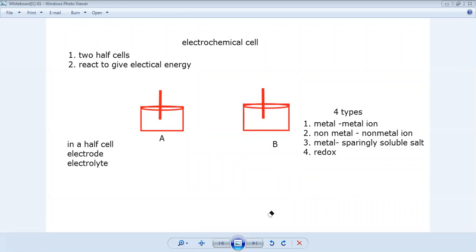What is the next? Metals sparingly soluble salt. First and foremost, what do you mean by sparingly soluble? Anyone? Which material has lower solubility? A bit correct. Which salt cannot be dissociated completely?